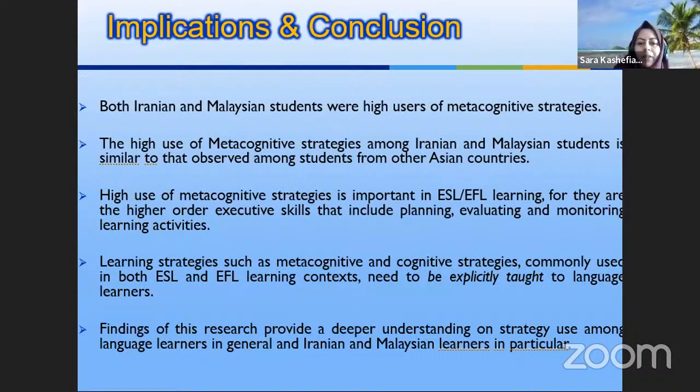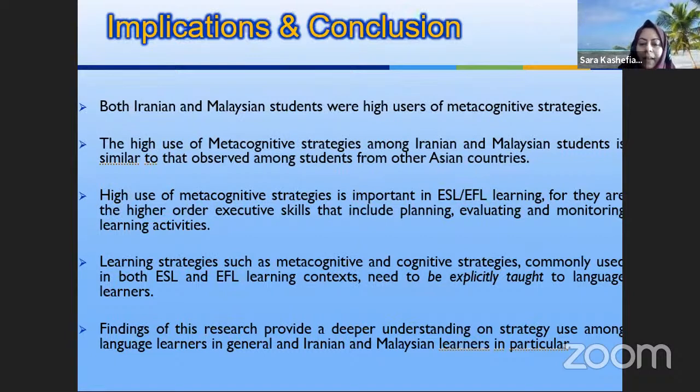Learning strategies such as metacognitive and cognitive strategies commonly used in both ESL context and EFL context should be explicitly taught to language learners. We should pay attention to one point, and that is, in contrast with motivation, attitude, personality, and some other aspects which cannot be taught to learners, language learning strategies are teachable. And this provides an excellent opportunity for teachers and practitioners of language teaching to help their students learn the best strategies and make the best use of these strategies. The correlation analysis showed that the theoretical framework of the study was supported by the empirical findings of the research.